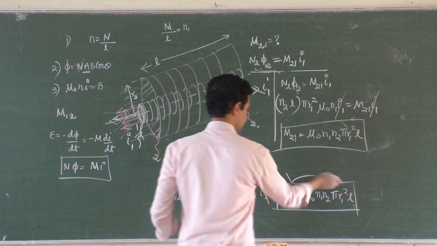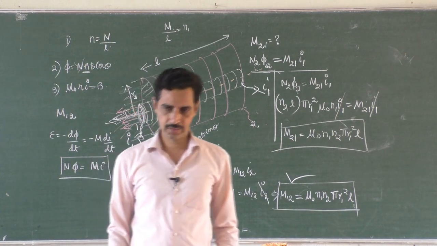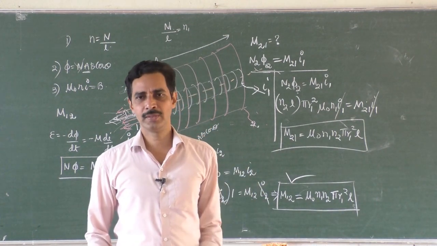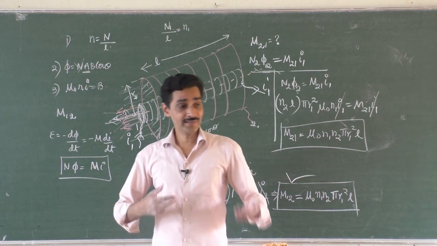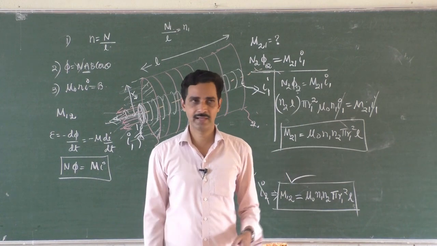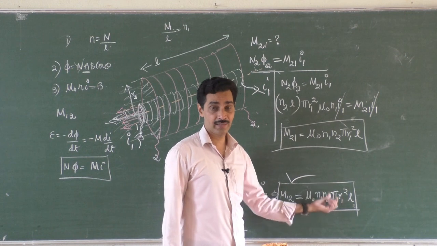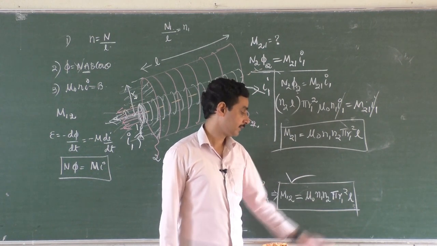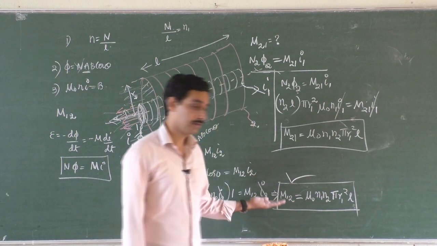Same formula, same as this one. So mutual inductance between a pair of coils, whether you pass current through the primary coil and measure the EMF in the secondary, or pass current through the secondary and measure the EMF in the primary, whatever it is, mutual inductance is same. M12 is equal to mu naught, product of number of turns per unit length, area of the smallest coil in them, and length of the coil. So that is how it depends.